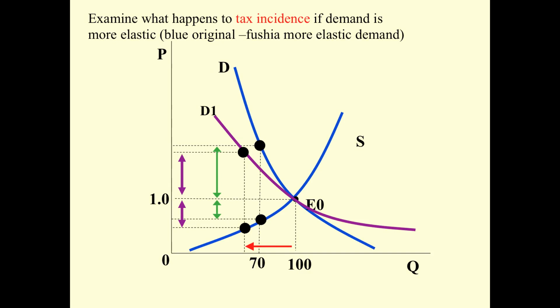Also, what happens to the relative tax incidence? Well, it looks like the supplier is going to end up paying a little bit more of the tax than the demander does. So the price for the consumer doesn't go up as high as for the less elastic demand curve. So the lesson is that the agent with the more elastic curve in relative terms will pay less of the tax.